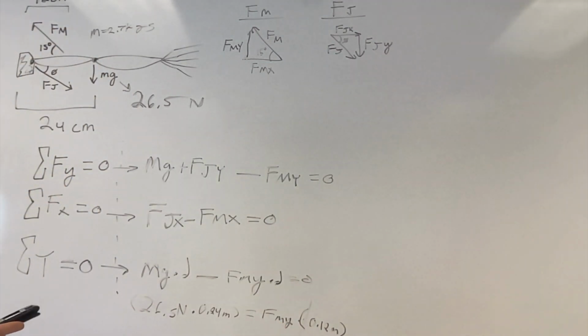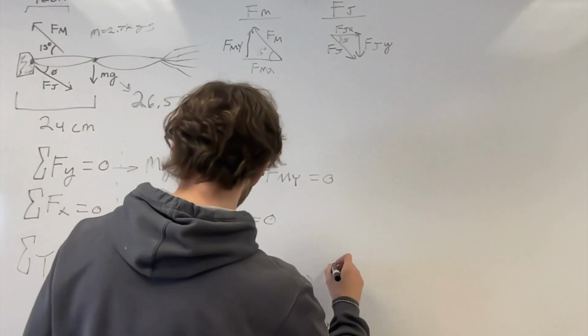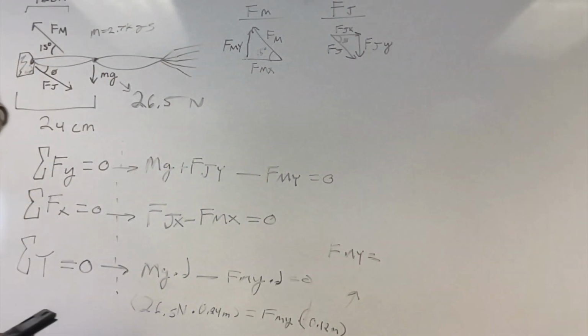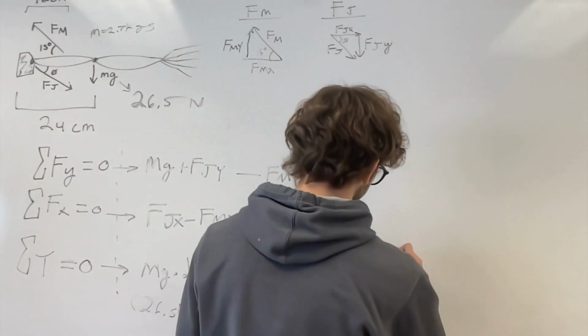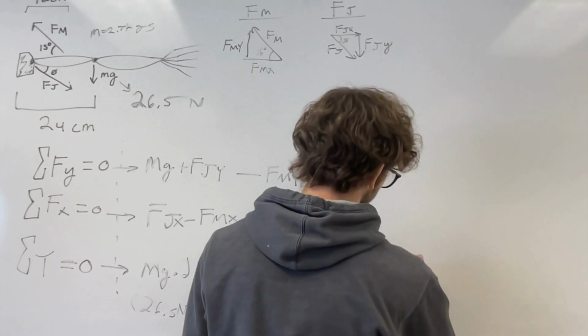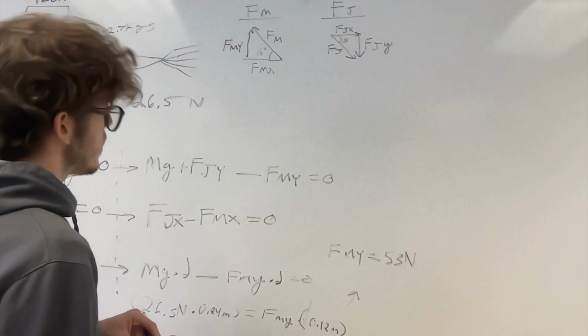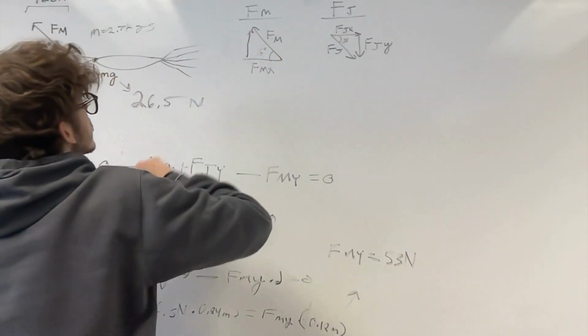Okay, it's getting a little runny here, so we'll say that F_m of y is equal to 26.5 times 0.24 divided by 0.12. And that is going to give us F_m of y to be 53 newtons. 53 newtons is the force of F_m of y. Now we can solve for all of these here, right? So let's go ahead and do that. F_m of y we found to be 53 newtons.